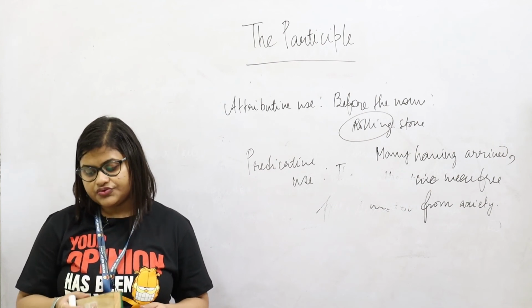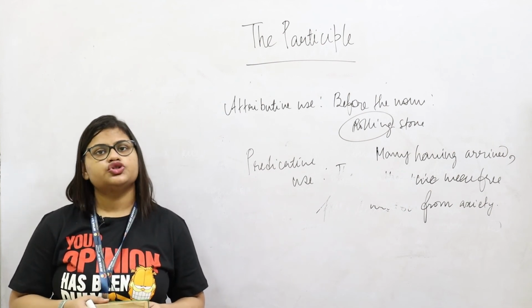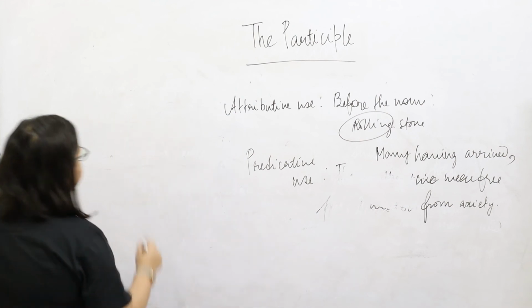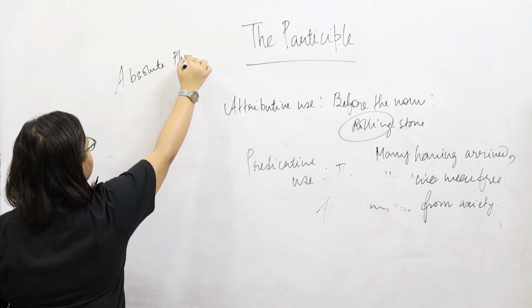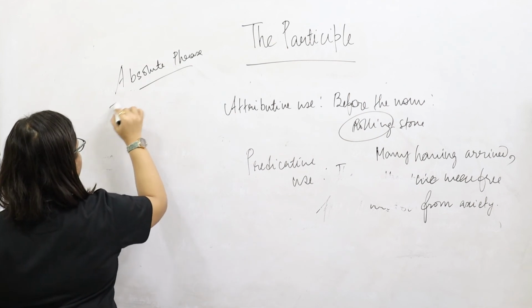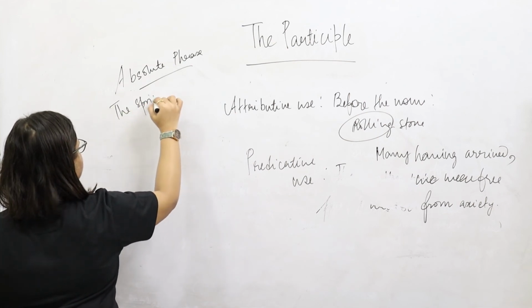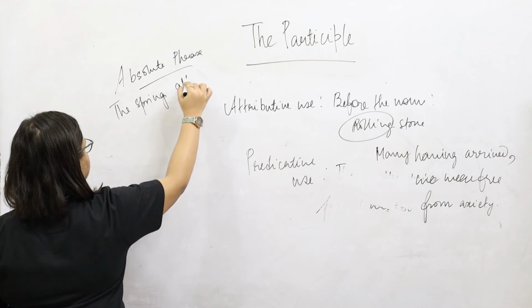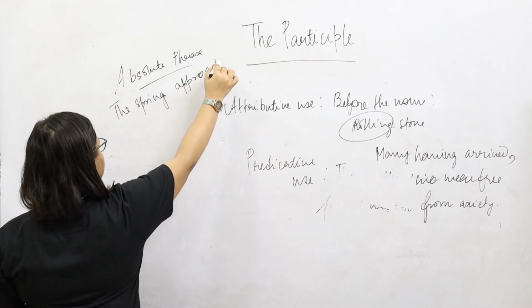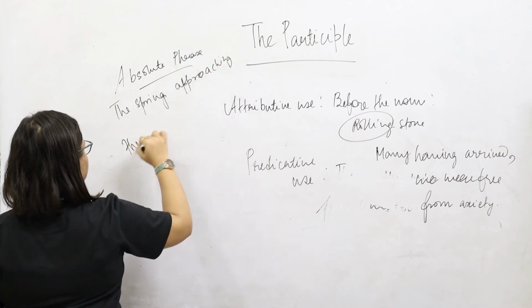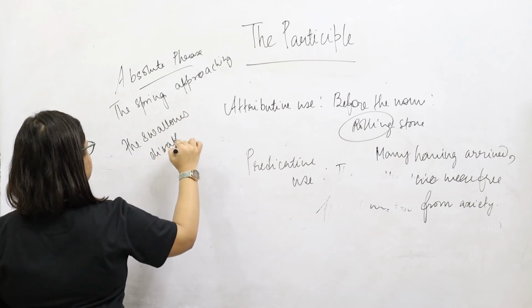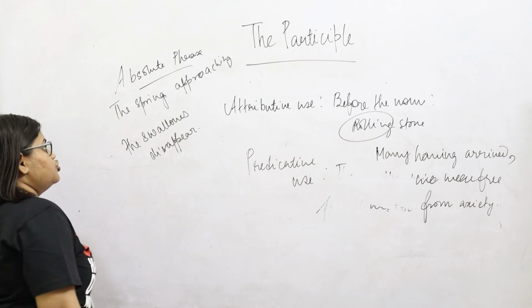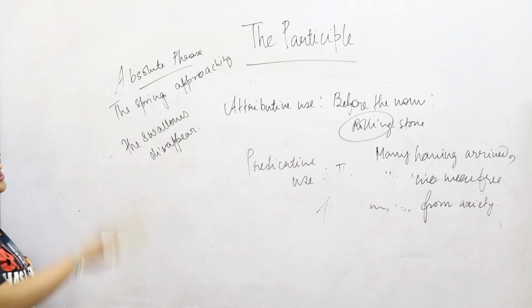So an absolute phrase would be: the spring advancing, the swallows disappear. The spring approaching, swallows disappear. So that's like with the approach. This is using the participle in the absolute form.